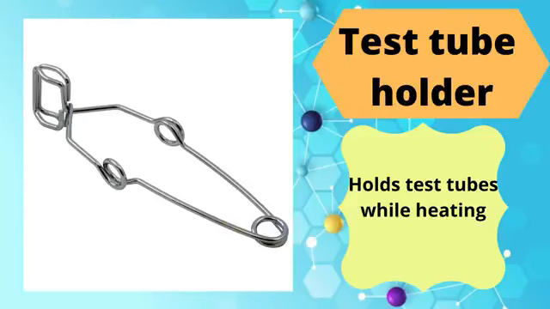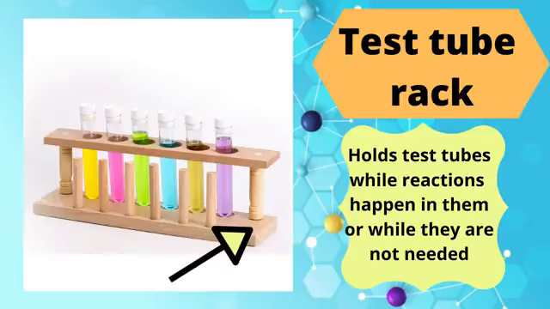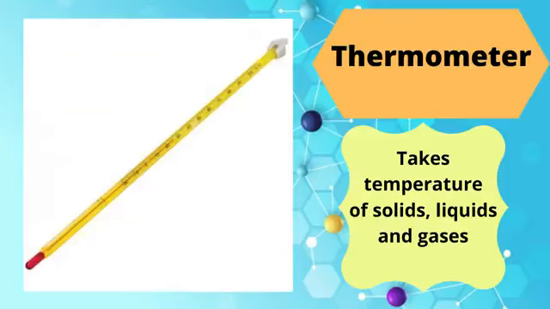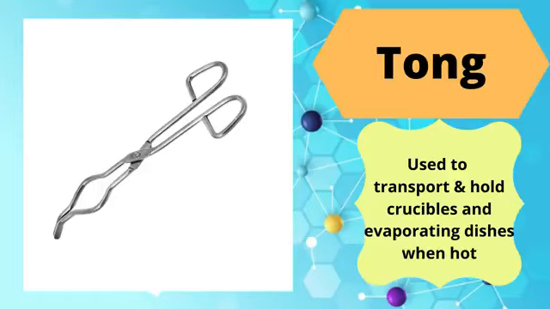Test tube holder, holds test tubes while heating. Test tube rack, holds test tubes while reactions happen in them or while they are not needed. Thermometer, takes temperature of solids, liquids, and gases. Tongs, used to transport and hold crucibles and evaporating dishes when hot.